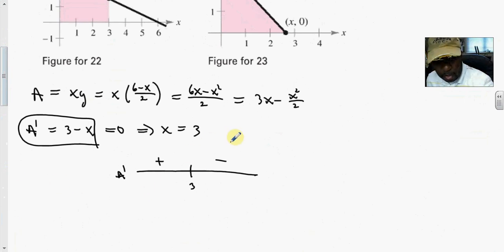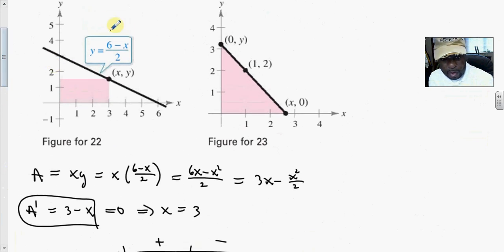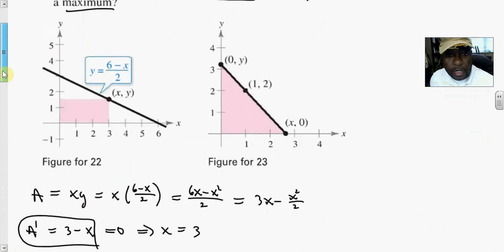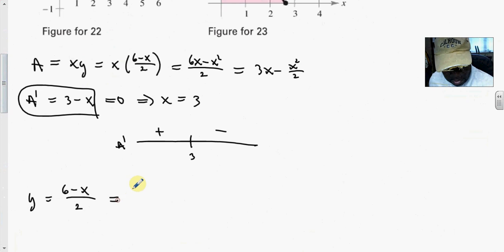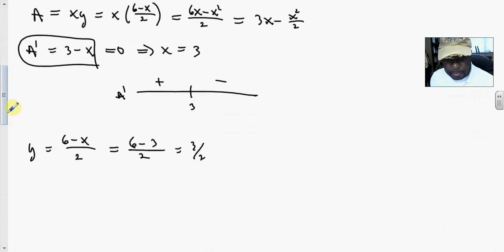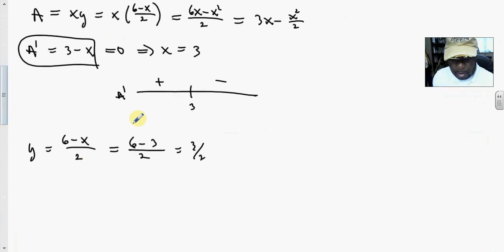If x is equal to 3, y is equal to, they give us the equation for y. So y is equal to 6 minus x over 2. I think I got that right. This is 6 minus 3 over 2. So we get 3/2. And there were no units for the dimensions there. And so here, according to the first derivative test, we have a maximum at x equal to 3, y equal to 3/2.